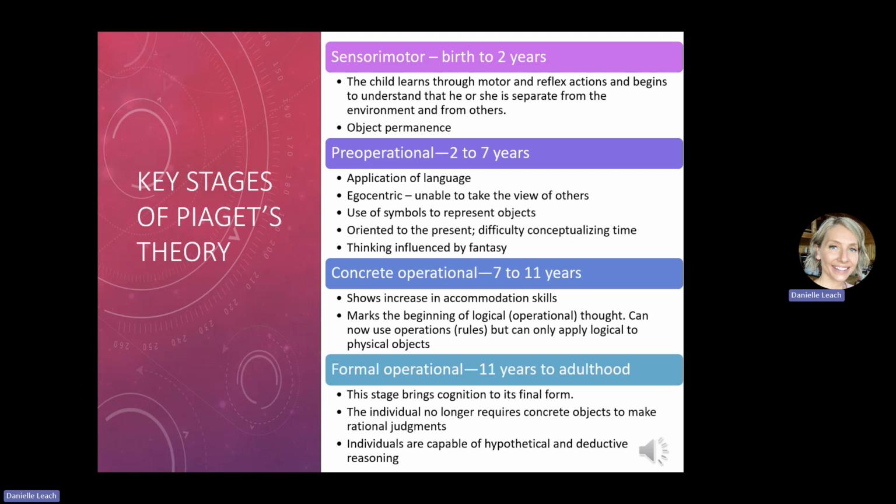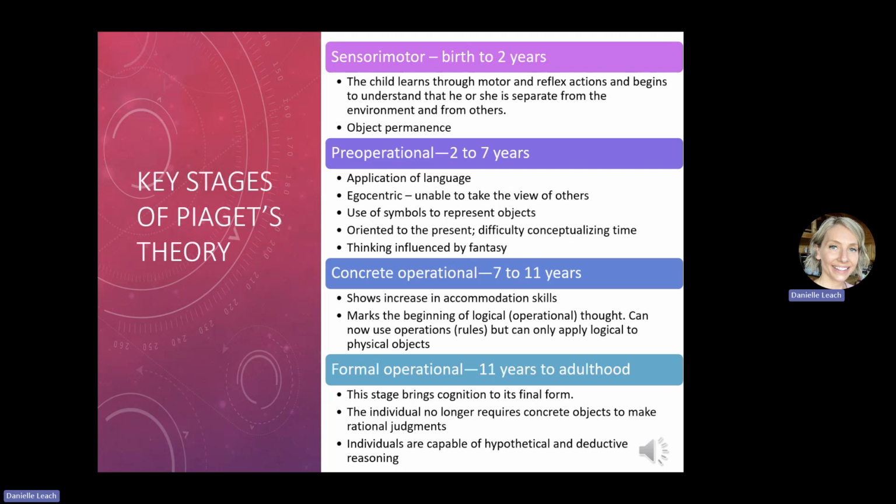Next one is concrete operational, ages 7 to 11. So this is sort of a turning point in their cognitive development. They're showing an increase in thinking and logical operation skills. So basically when they're in this stage, they can start to use operations or rules, but they can only apply these rules or operations to physical objects. Basically what that means is that they can't yet think abstractly or hypothetically.